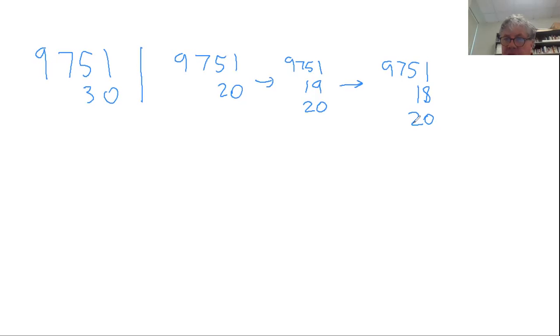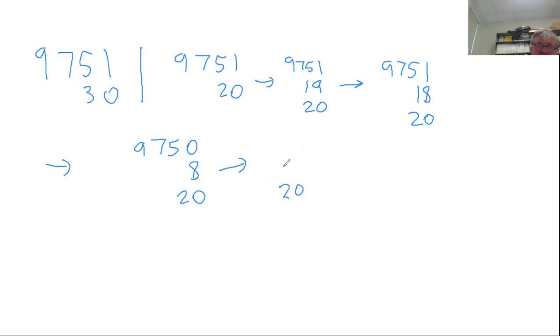Now we work on the 5. 50 divided by 40 is 1 1/4. So we subtract 1 1/4, and this becomes 9, 7, 5, 0, 8, 20. Now we work on the 7. 700 divided by 40 is the same as 70 divided by 4, which is 17.5. So now we subtract 17.5 from this, which is 17, 20.